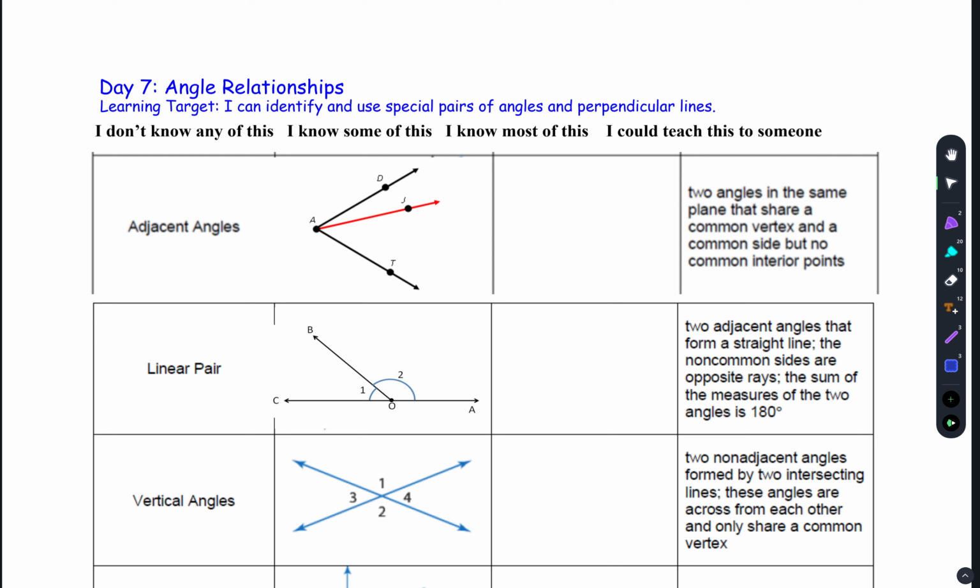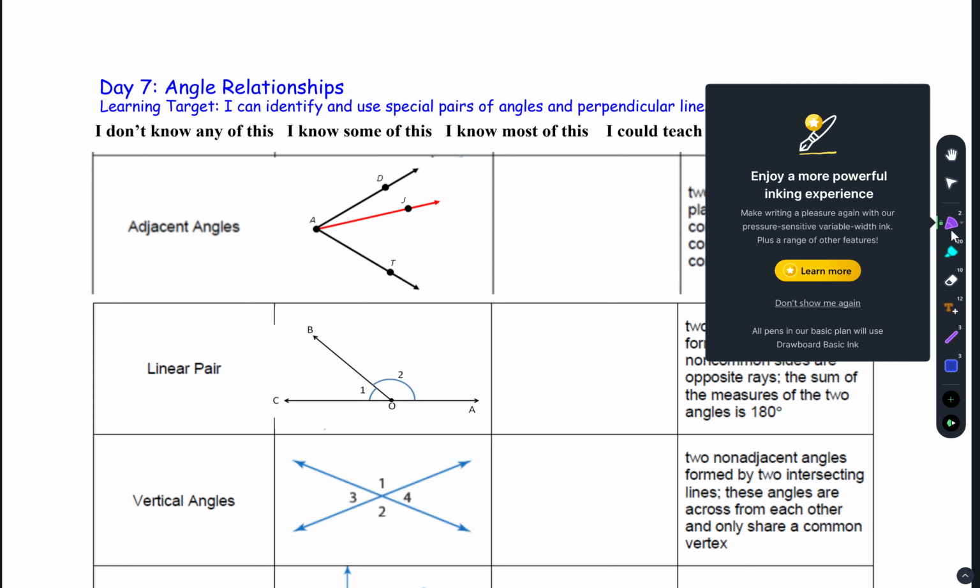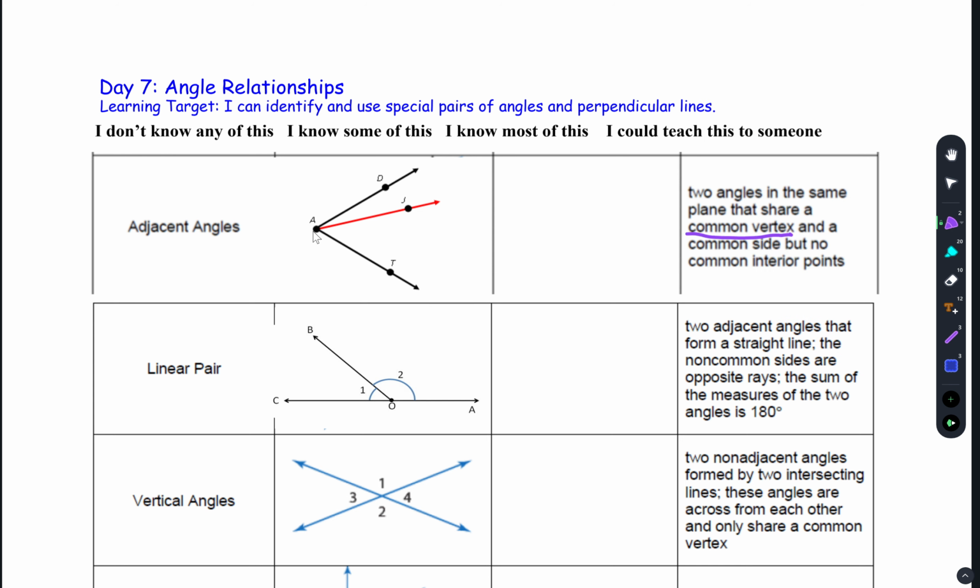Our first definition we're looking at is adjacent angles. Do we know what adjacent means? Yeah, it just means like next to. So two angles are adjacent if essentially they're next to each other. The two requirements for that is that they share a common vertex, so they meet at the same point A right here, and they share a common side. So their common side is that one in the middle. It's AJ. That makes two angles adjacent angles.